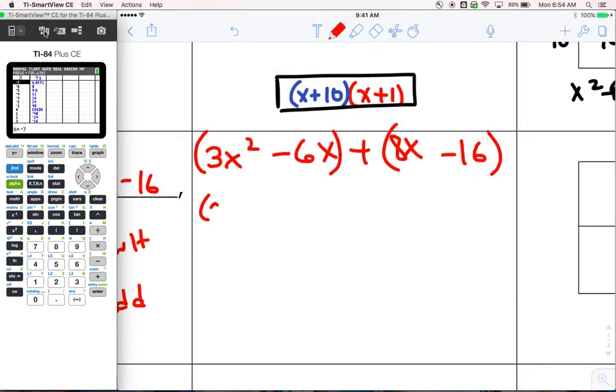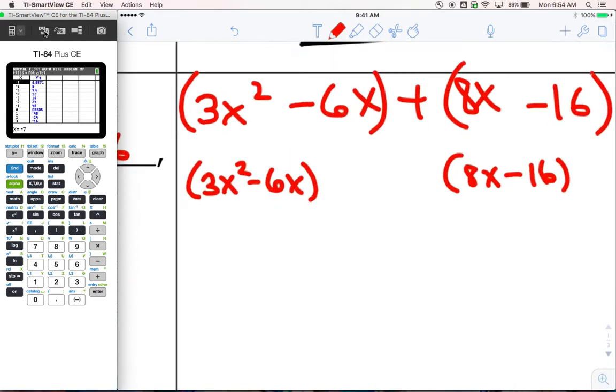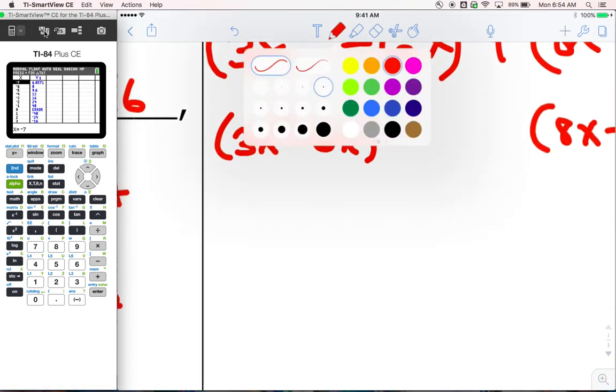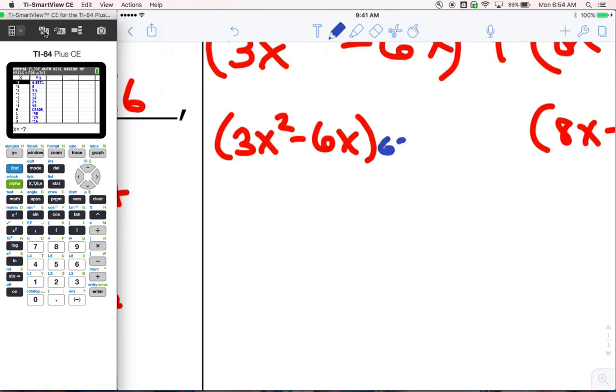So my first group is 3x squared minus 6x. My next group is 8x minus 16. And now we just get to focus on one at a time, which is kind of nice. Let's see here. My first group, I got a 3, right? Both of these can be divided by 3. And they both have an x, so 3x.